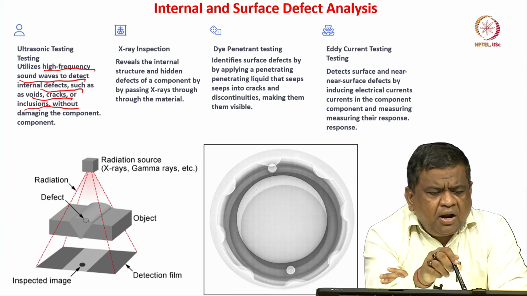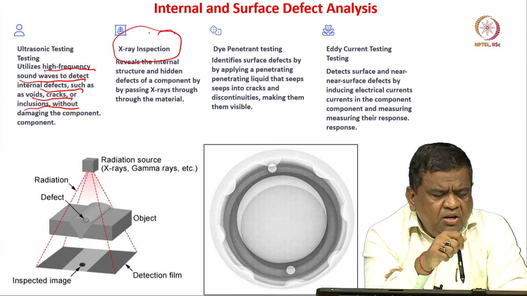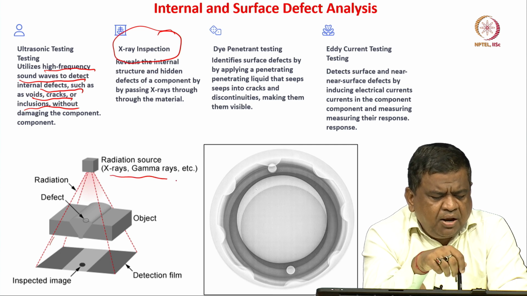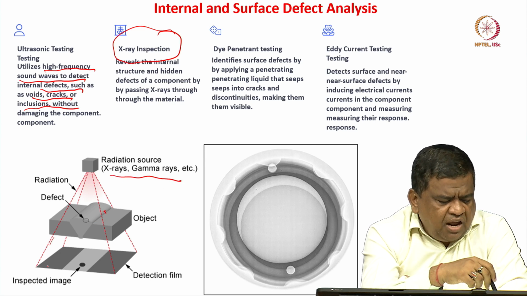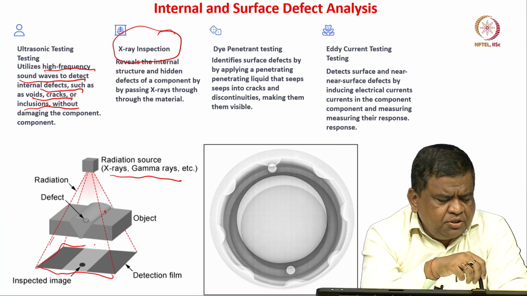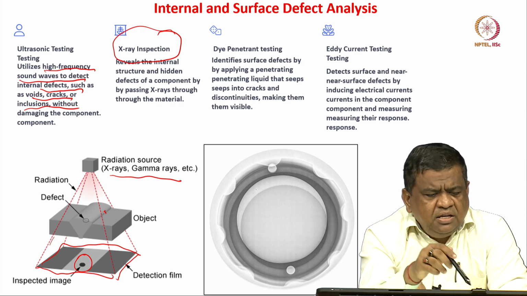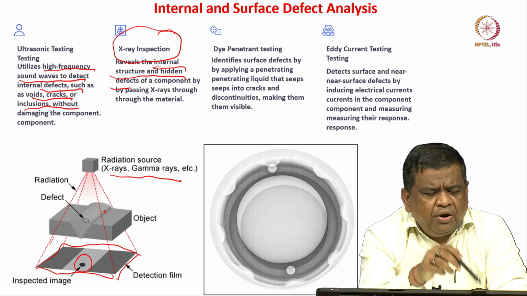More powerful perhaps is X-ray based inspection. You can say this is X-ray radiation or gamma rays, you have an object, and this is a foil or inspected image, and this is the image that you can see in the detection film. This actually reveals the internal structure and hidden defects of a component.